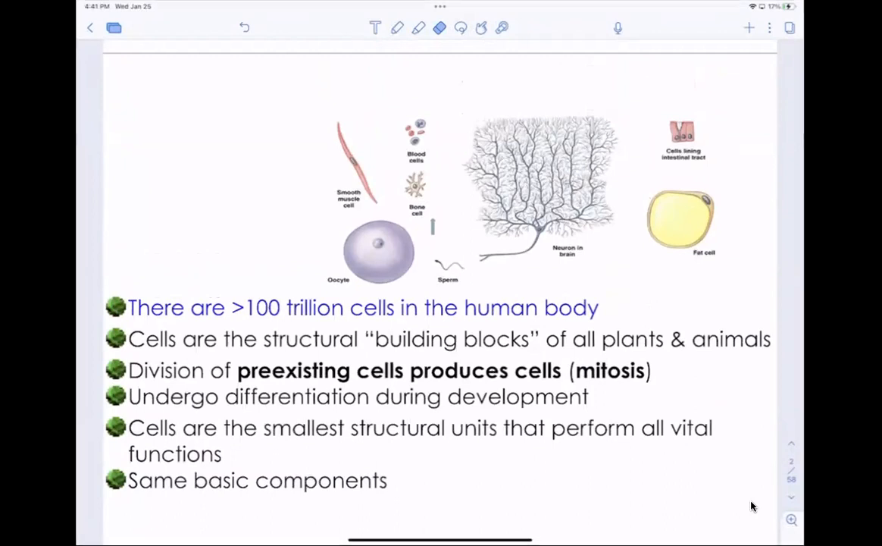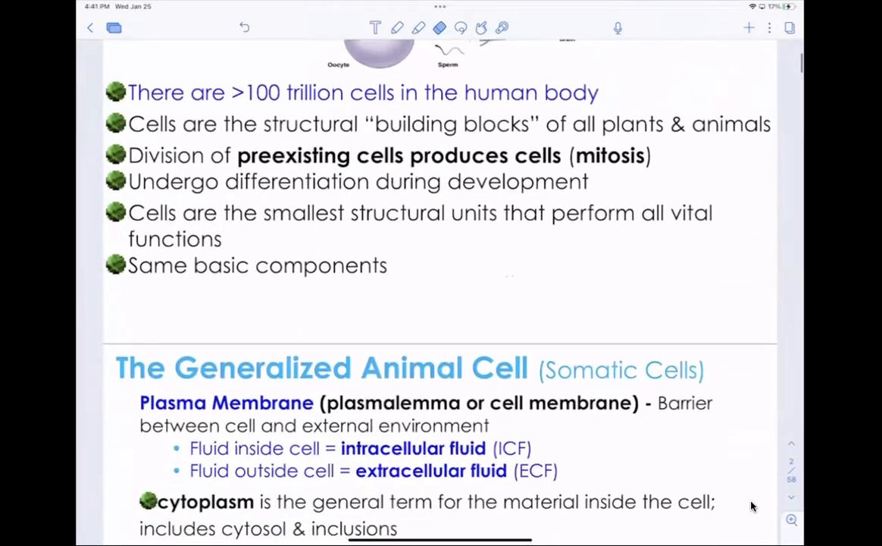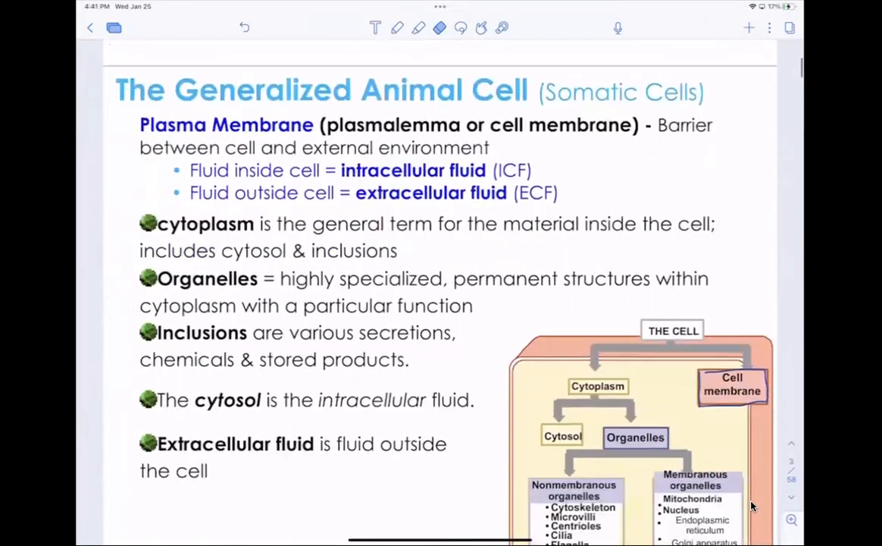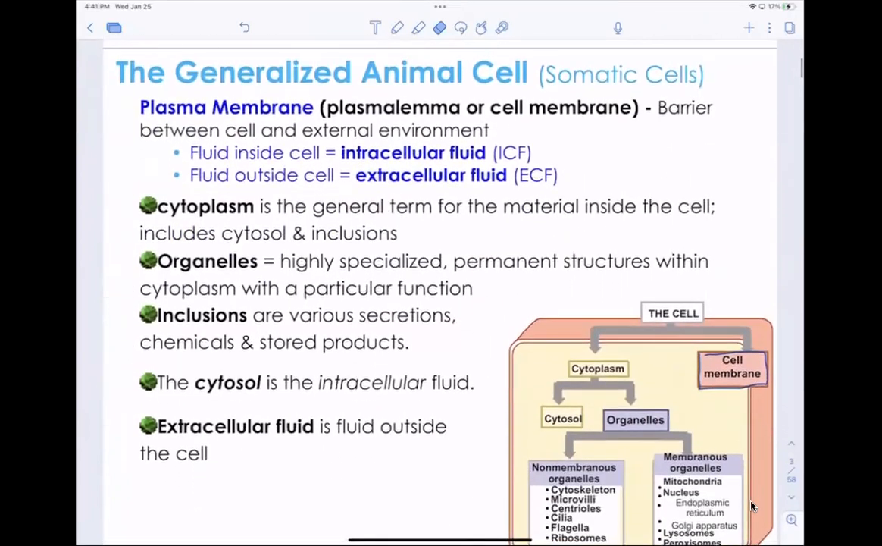So cells, there are trillions of cells in your body, and they are the smallest functional units in the body. And so when we say functional units, these cells are actually doing functions that contribute to the function of the tissue, which contributes to the function of the organ, which contributes to the function of the organism. And so kind of a few basic things to review.